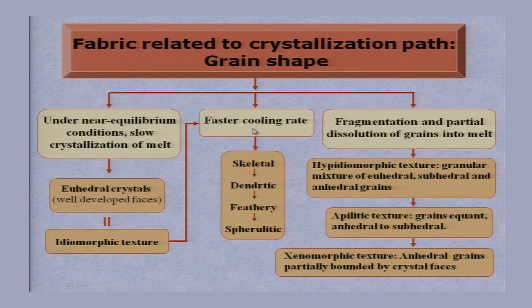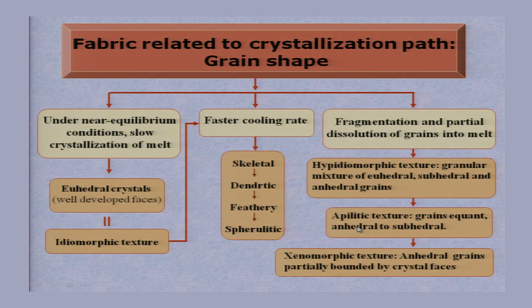Second subdivision is faster rate of cooling, where skeletal, dendritic, feathery or spherulitic textures are developed. Third subdivision is fragmentation and partial dissolution of grains into melt. As a result, epidiomorphic texture, a granular mixture of euhedral, subhedral and anhedral grains, all three types of grains are formed as a result of fragmentation and partial dissolution of grains.